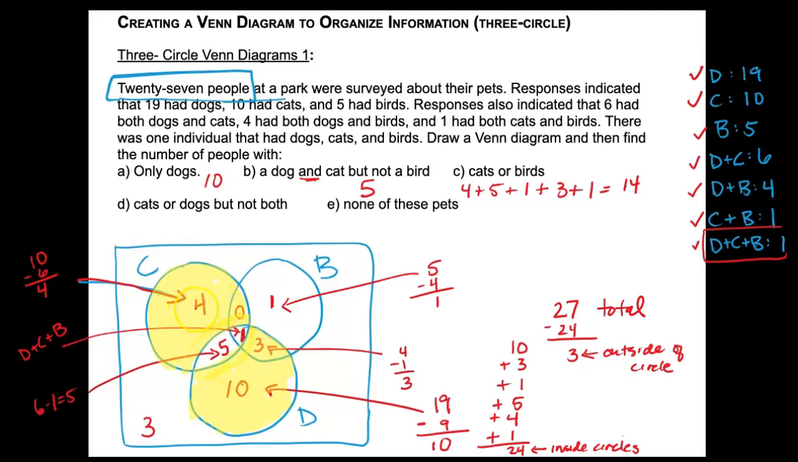So we're looking at 4 and 0, so 4 plus 0, and then the 3, and then the 10, and then we get 17. And then the last one, how many have none of these pets?